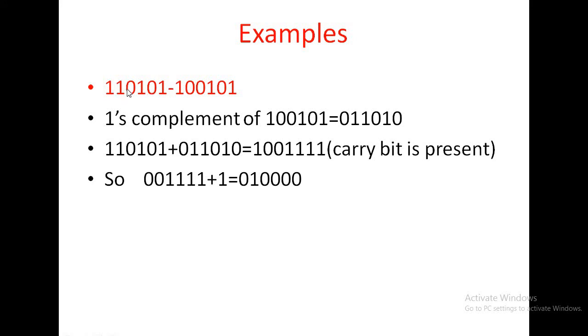Okay. So 110101 minus 100101. How many bits are there? 6-bit numbers, 1 2 3 4 5 6. Both are 6-bit numbers. And the first number is called the minuend and the second number is called the subtrahend. In case of subtraction, first number is called the minuend, second number is called the subtrahend.